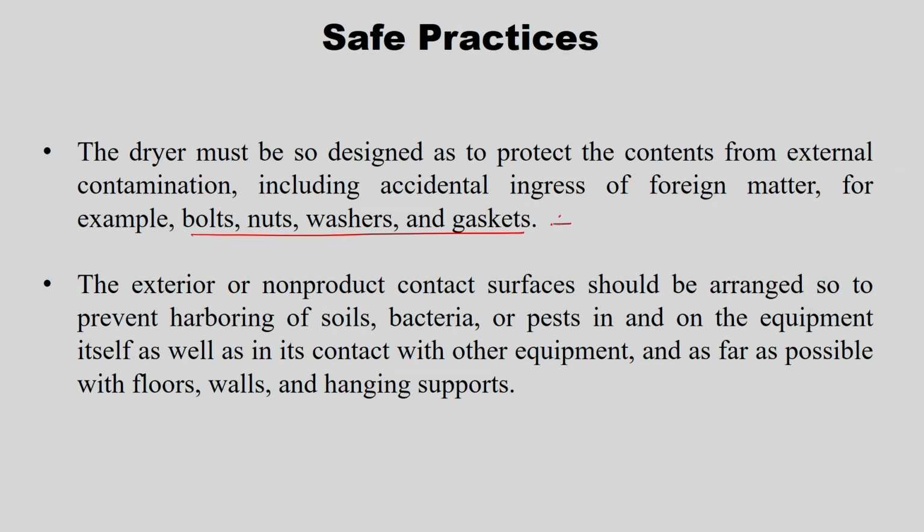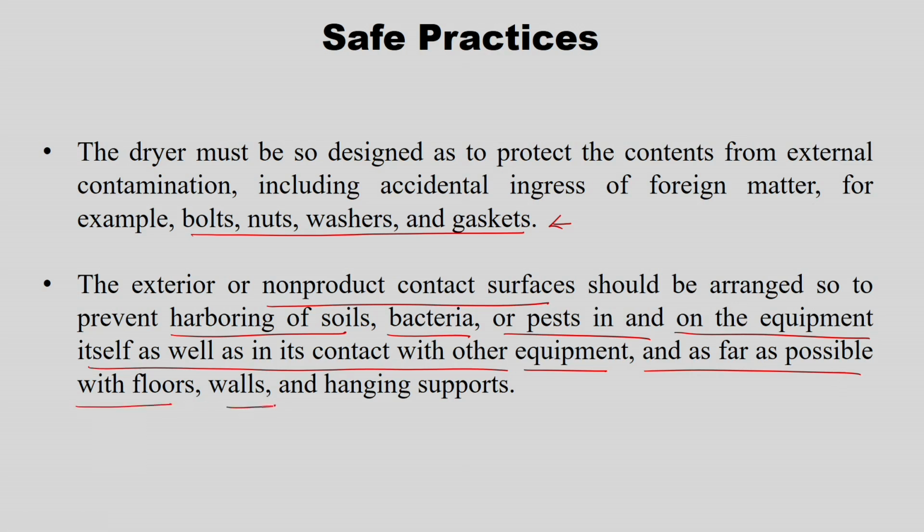So, this also should be contamination free, because these are all the small components which are used in the dryers. It is not only the drying surface; the bolts, nuts, washers and gaskets also should be contamination free. The exterior or non-product contact surface should be arranged so as to prevent harboring of soils, bacteria or pests in and on the equipment itself, as well as in its contact with the other equipment, as far as possible with the floors, walls, hanging supports. So, this is where I told the dehydration plant itself.